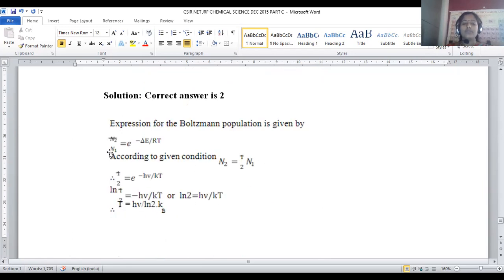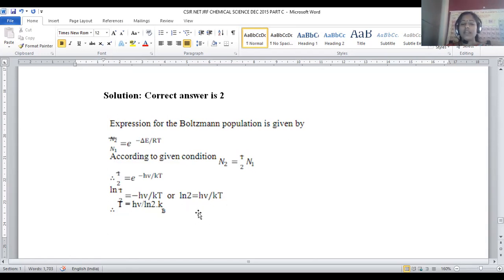According to the given condition, N2 becomes 1 by 2 N1. N2 is equal to 1 by 2 N1. Then 1 by 2 is equal to e to the power minus h nu by kT. Then ln 1 by 2 is equal to minus h nu by kT, which can be taken as ln2 is equal to h nu by kT. Then T is required. T is equal to h nu by ln2 kB. Here we have the relation, that is ln2 is equal to h nu by kT.